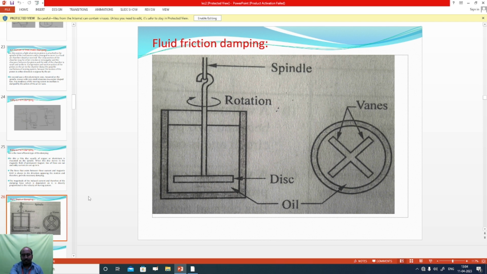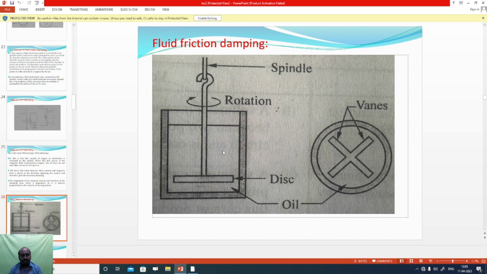Another damping method is fluid friction damping. Here the rotating spindle is connected with a disc, a rotating vane, which is placed in oil. So there is friction. Fluid friction is produced by using a friction oil. As the spindle is rotated, the disc has to oppose the fluid friction.